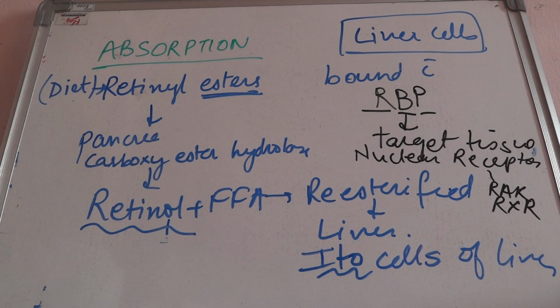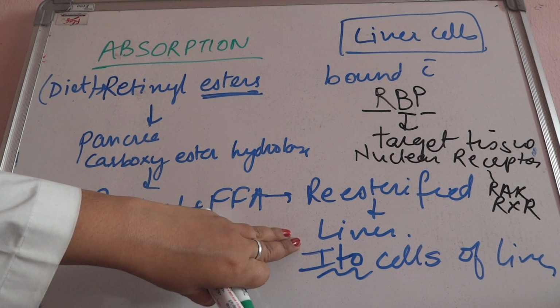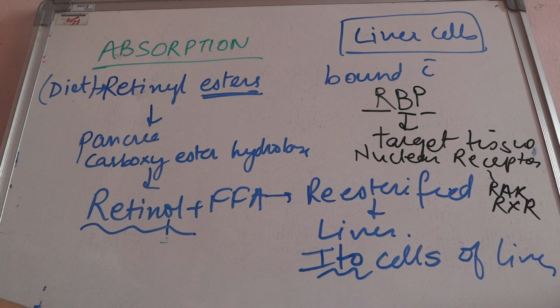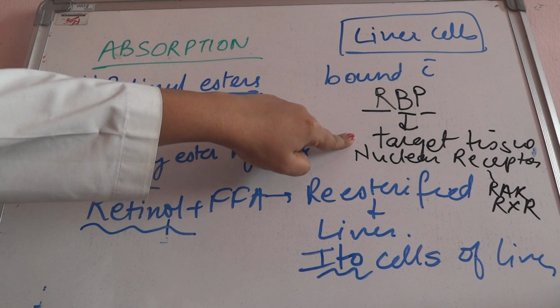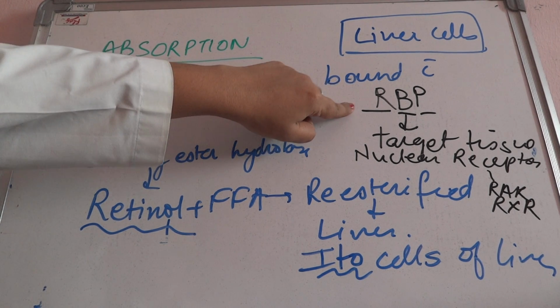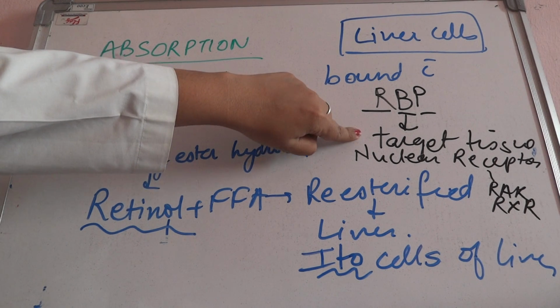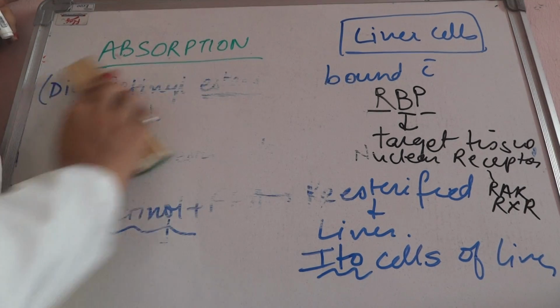So absorption: the dietary retinyl esters will be broken down by pancreatic carboxyester hydrolase to form retinol and free fatty acid. This is re-esterified, stored and transported in the Ito cells of the liver. In the liver cells, the retinol or the re-esterified form is bound with the retinol binding protein, and then this complex will act on the target tissue through two nuclear receptors, that is RAR and RXR. So this is the absorption and transport of vitamin A.